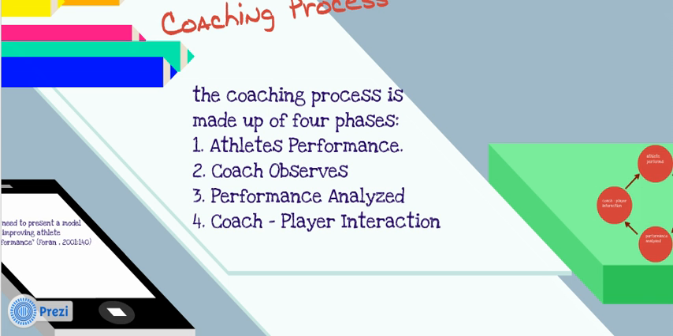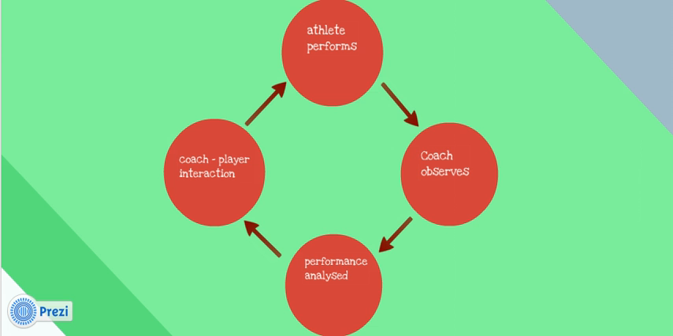This is the four phases of the coaching process. The first phase is athlete's performance. The second phase is the coach observes. The third phase is the performance analysed. And fourth stage is coach to player interaction. This is a model that I've designed. It's very similar to the Carroll model, which is published online.